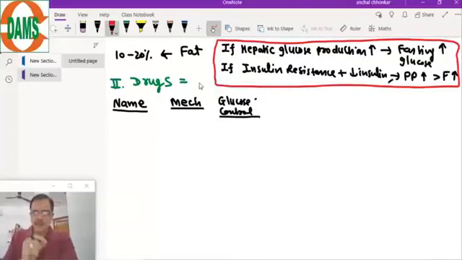Now coming to the fourth column, and the important one is whether that drug can cause hypoglycemia or not.